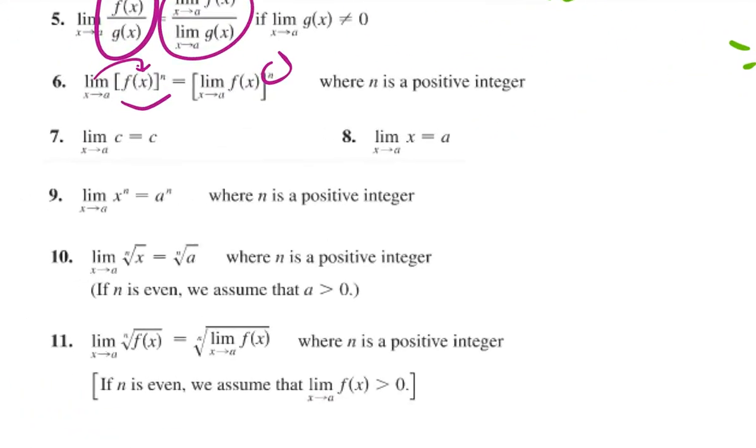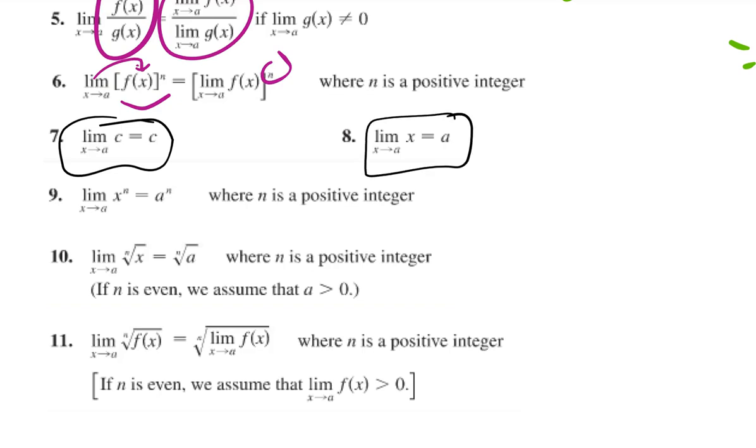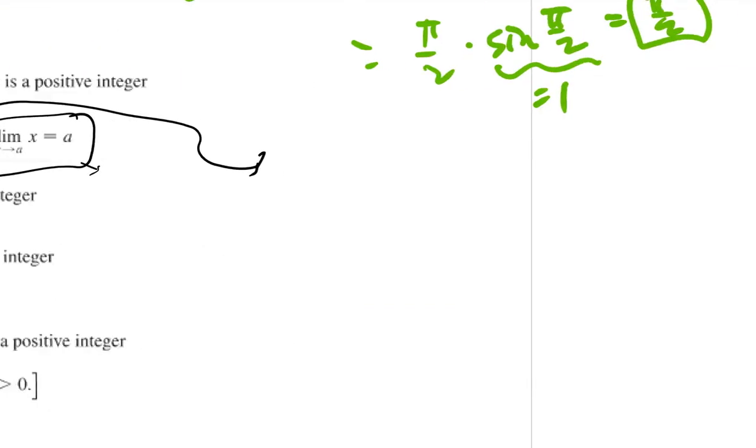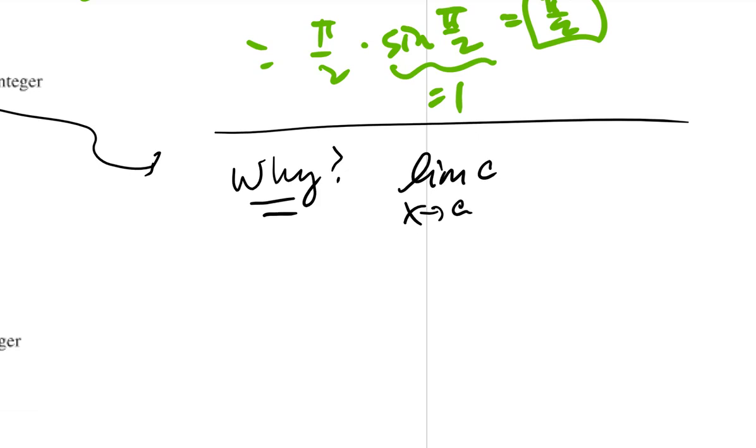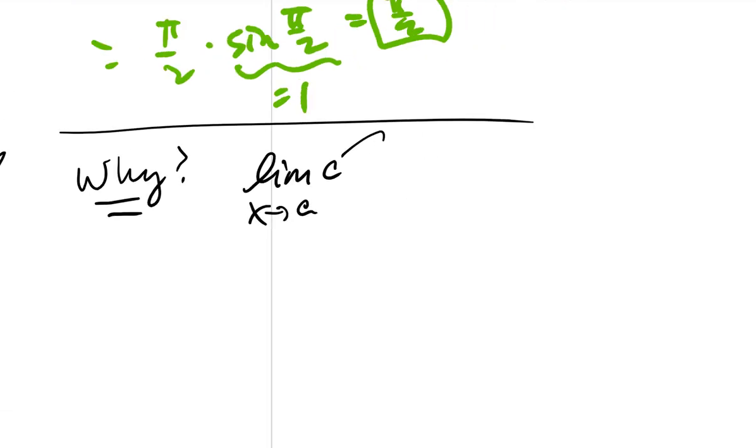Okay, so the limit of a constant is a constant. Let me show you why that's true. And then the limit of x as x goes to a is a. I'm kind of already using this in some of these problems, but let me show you why this one's true. Limit of a constant is a constant. So why? Well, the limit of a constant as x is going to a, this is a function.